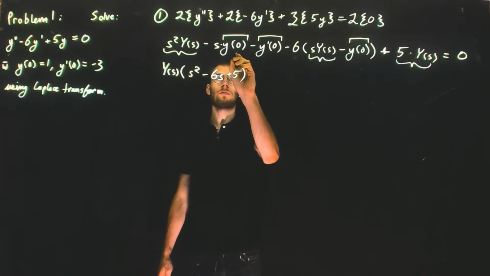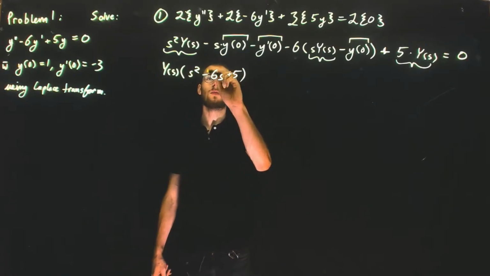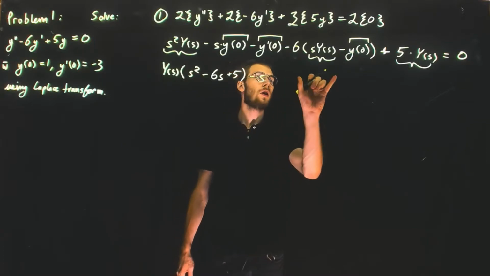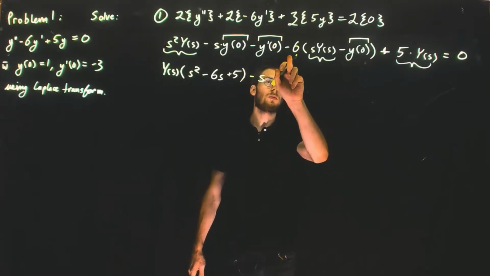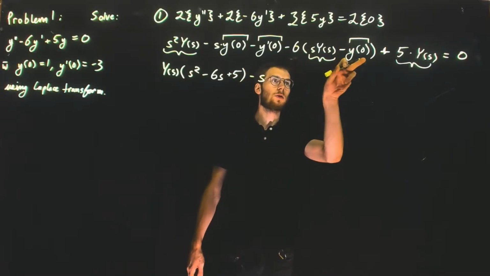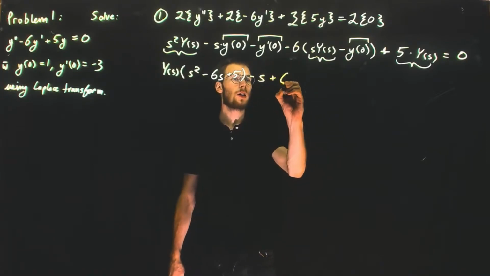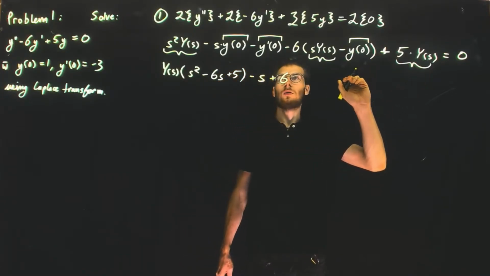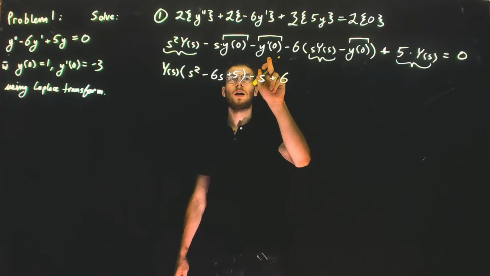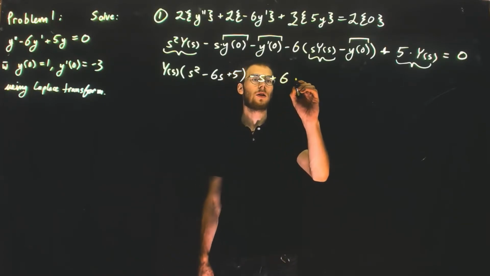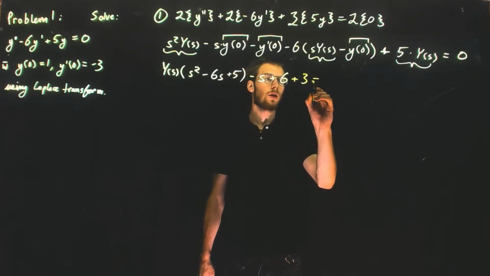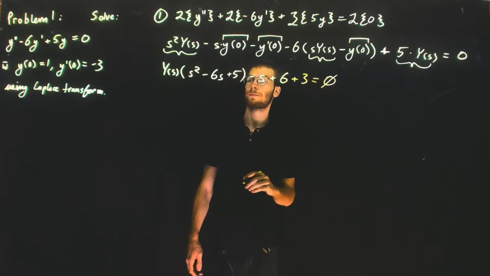Now what we can do is insert our initial conditions. This term here becomes a 1, but because there's an s there, it's just negative s. This term becomes a negative 1, but because of the negative 6 distributed into the bracket, we have a positive 6. And then, where's the other one? This one here is a negative 3, but because of the negative sign there, we get a positive 3, and then all of that is still equal to 0.